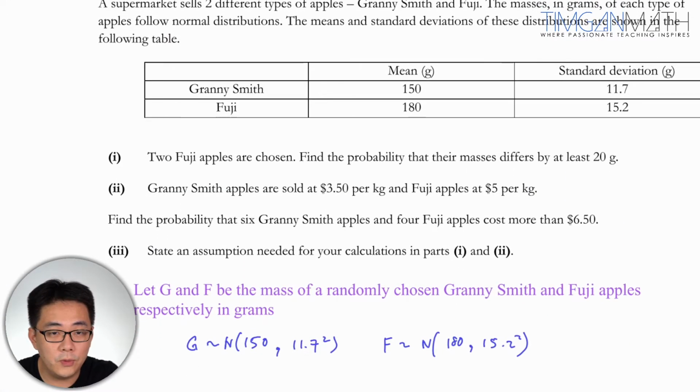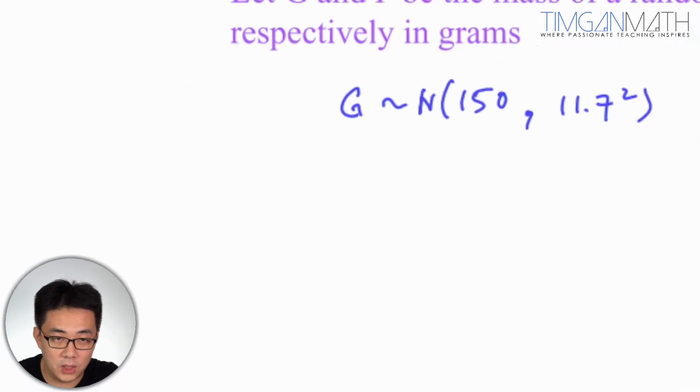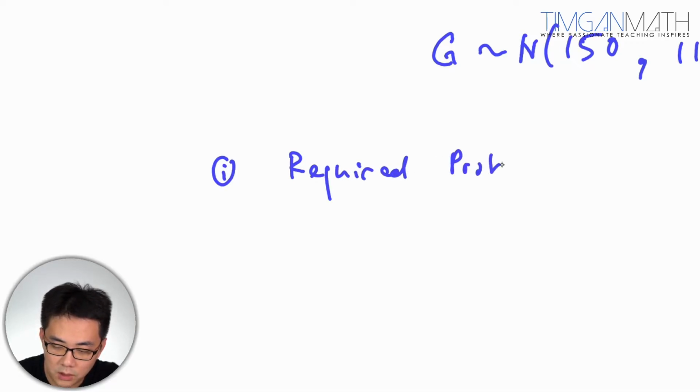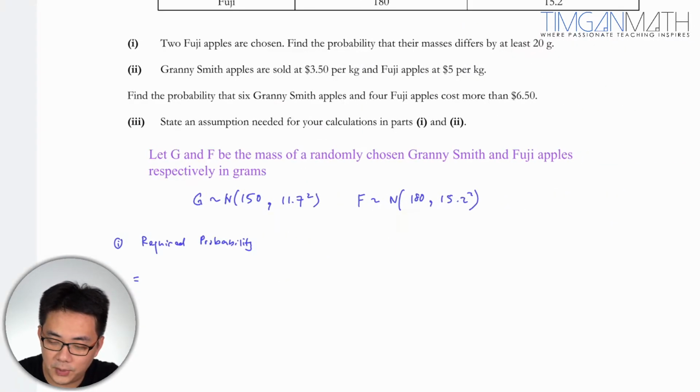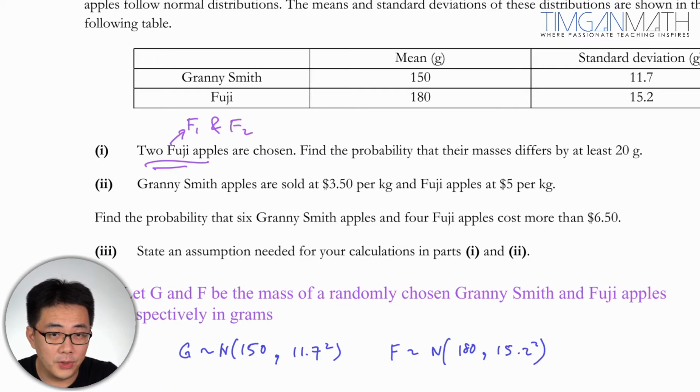So part 1: two Fuji apples are chosen, find the probability that their masses differ by at least 20 grams. So this is the first part. The required probability. This is very important: you are looking at two Fuji apples, right? So if two Fuji apples are chosen, it means two apples are involved, so it's F1 and F2. Now find the probability that their masses differ by at least 20 grams.